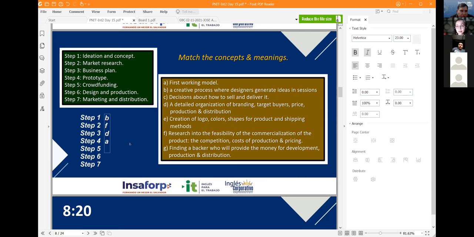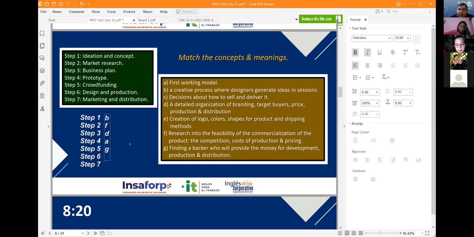Number five, crowdfunding. What's crowdfunding? Maybe letter G. Absolutely, letter G. Is when you get a backer who will provide the money for development, production, and distribution, right? So, okay. Number six, design and production. What is design and production?